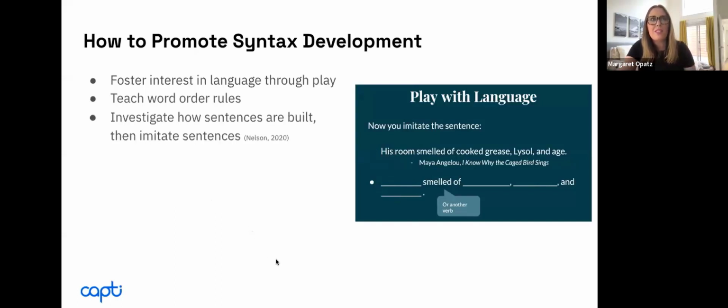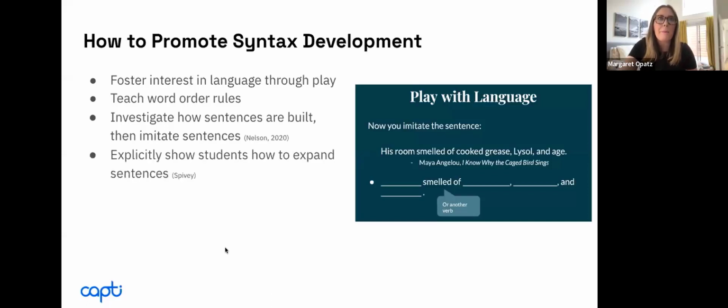We also want students to be able to, similar to what I've shown here, investigate how sentences are built and then imitate those sentences. Use the same structure and say, okay, we're going to test this out. How does this sentence work? And then let's try it ourselves. And then we're also going to explicitly show students how to expand sentences.